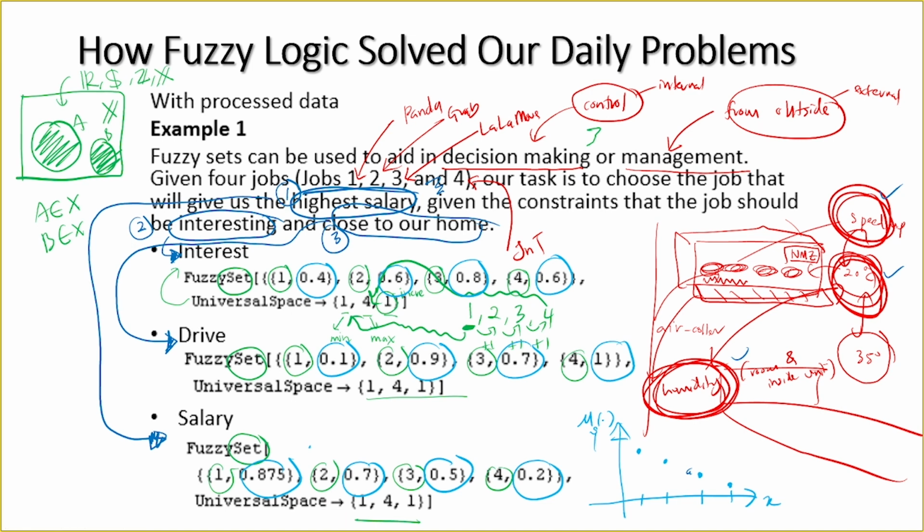So the point that I mentioned earlier about the blue circle is basically the membership function, guys. I think that will be okay for you now to know that we do have the interest subset, we do have the drive subset, we do have the salary subset, given by each of the membership values. For example, interest 0.4, 0.6, 0.8, 0.6; drive 0.1, 0.9, 0.7, 1; while salary 0.875, 0.7, 0.5, 0.2, right?